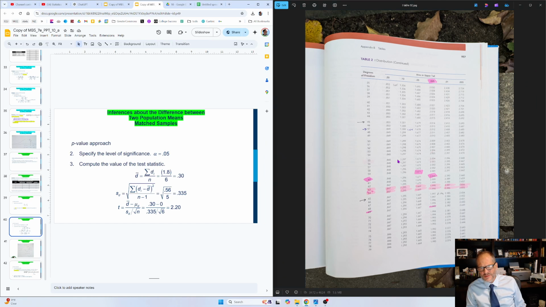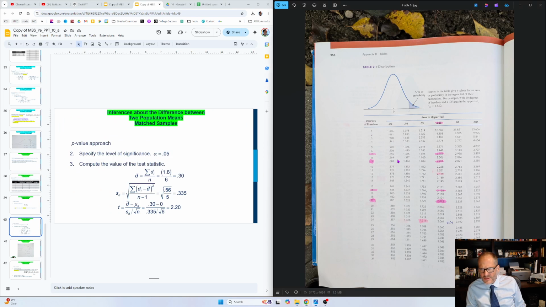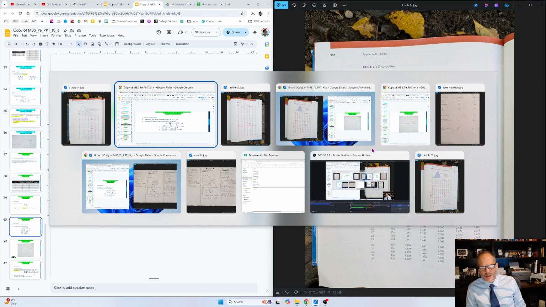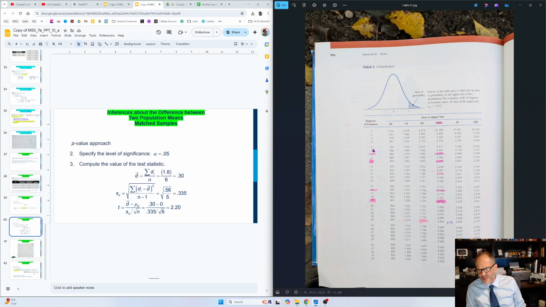Nope, that's too many degrees of freedom. Let's find one more. We need this one. Where did it go? Oh, right there. There it is. All right, so 5 degrees of freedom. Now I've got to go back and look at that slide. This one. 5 degrees of freedom, and we have a T of 2.2. So our T score here, 2.2, is between 2.015 and 2.5.